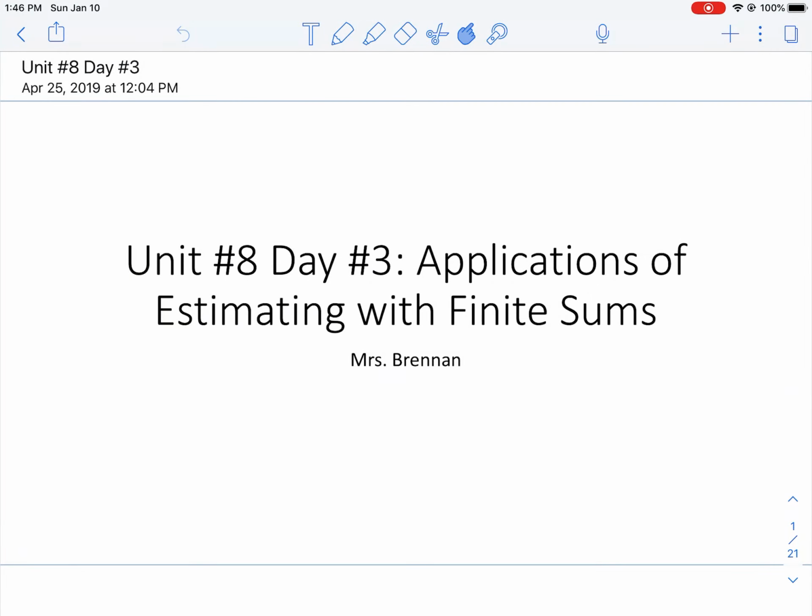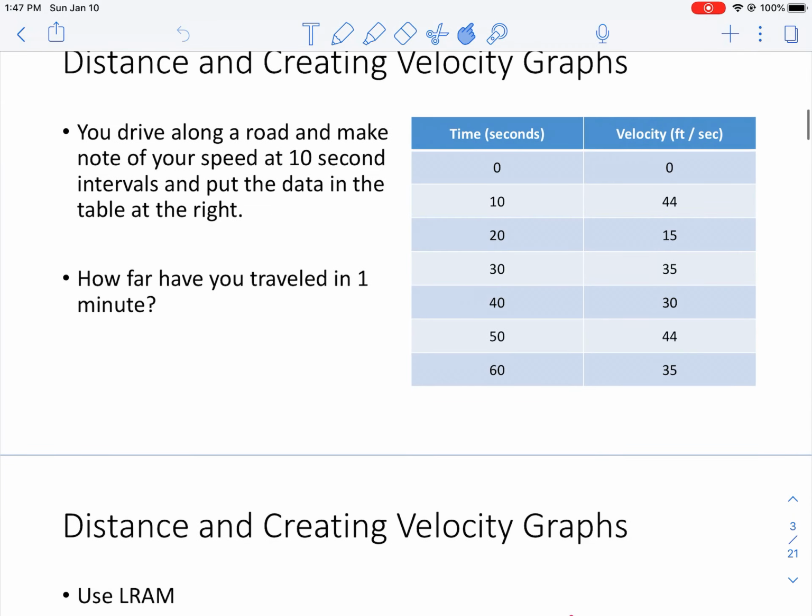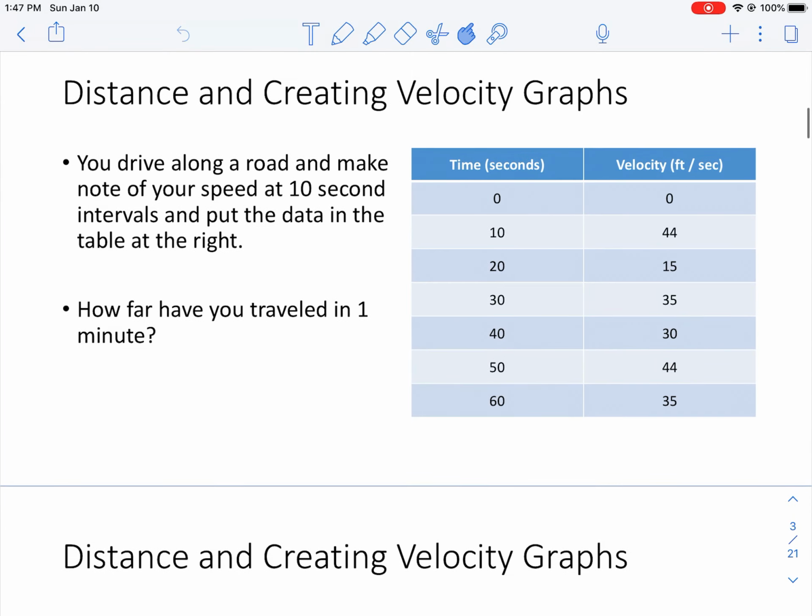All right, this video is about applications of estimating with finite sums. So we've already done that a bit, and now we're going to do a couple of quick little reviews. This is a chart that is showing us the velocity of our car. We're driving along a road, and we're taking note of our velocity every 10 seconds for 60 seconds. We're wondering how far we've traveled in a minute.